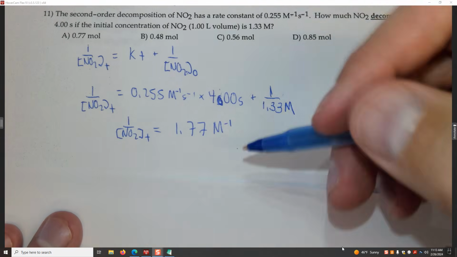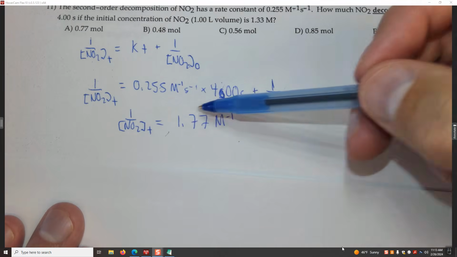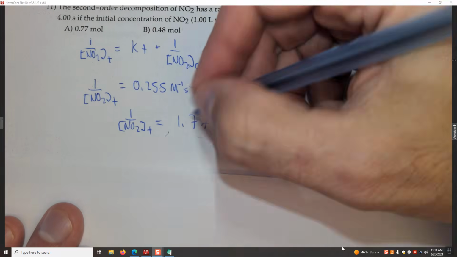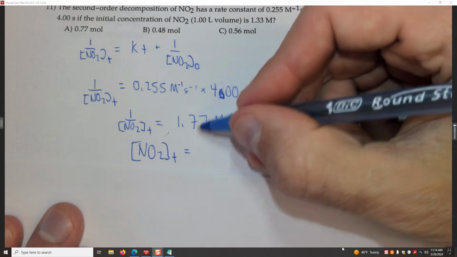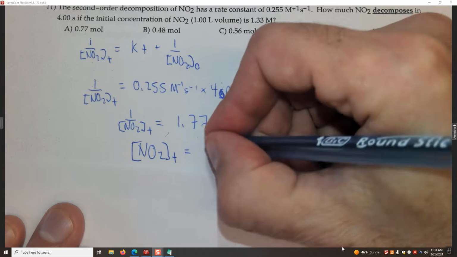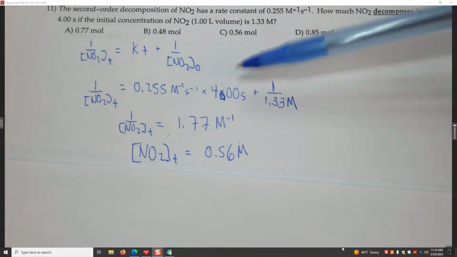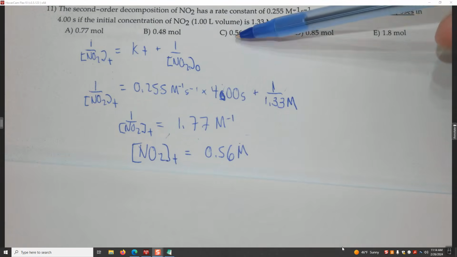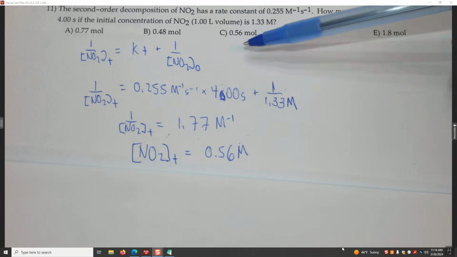Now, how do you solve this? What you have to do is take the reciprocal of this. So the concentration of NO2 at some t is going to be 1 over 1.77 molar to the minus 1. So just take the reciprocal, 1 divided by this, and then flip this one upside down as well, and you get the concentration of NO2 at some t equals 1 divided by 1.77, which is 0.56 molar. Then, because I rush and I make a lot of mistakes, I just picked 1.77, excuse me, not 1.77, 0.56 moles. All right, a couple things.